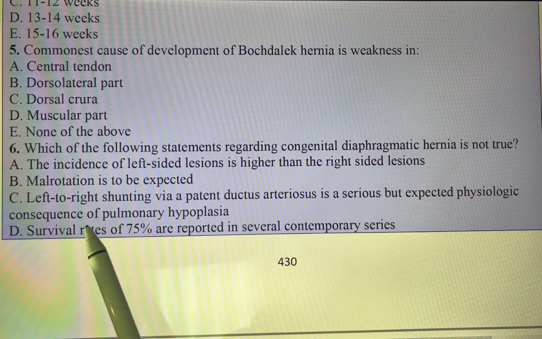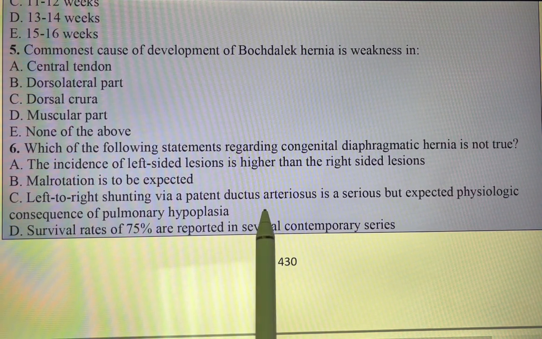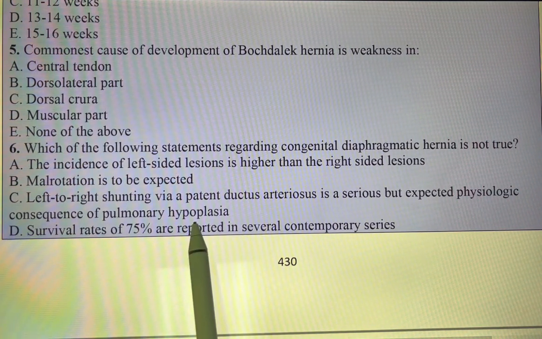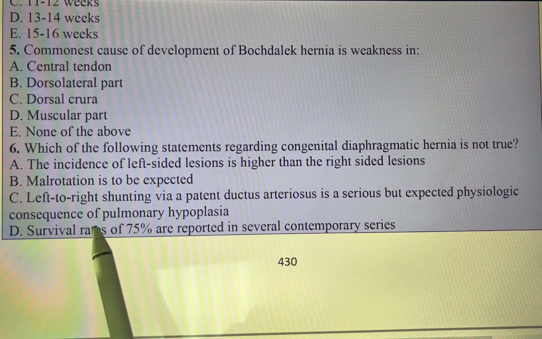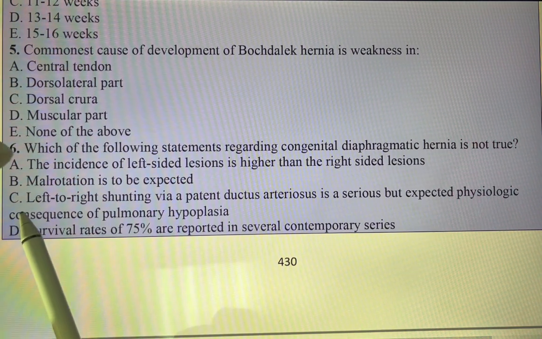Left to right shunt via patent ductus arteriosus is a serious but expected physiologic consequence. This is a wrong answer. It is right to left, not left to right, because pulmonary hypertension is more expected. So the answer is C.